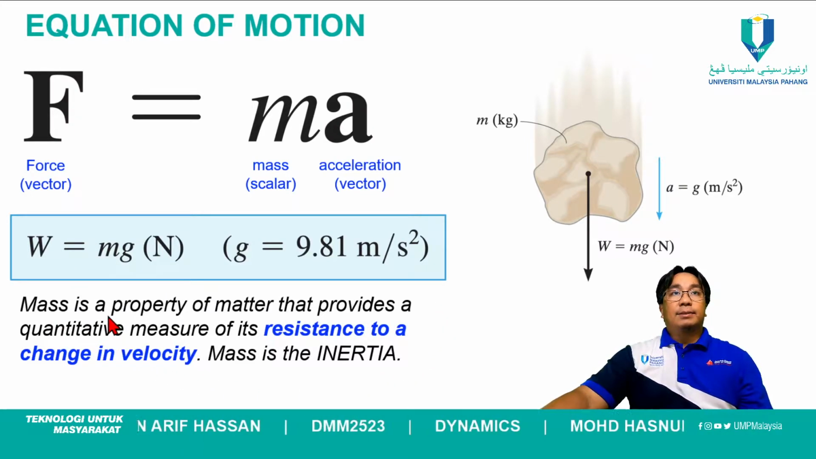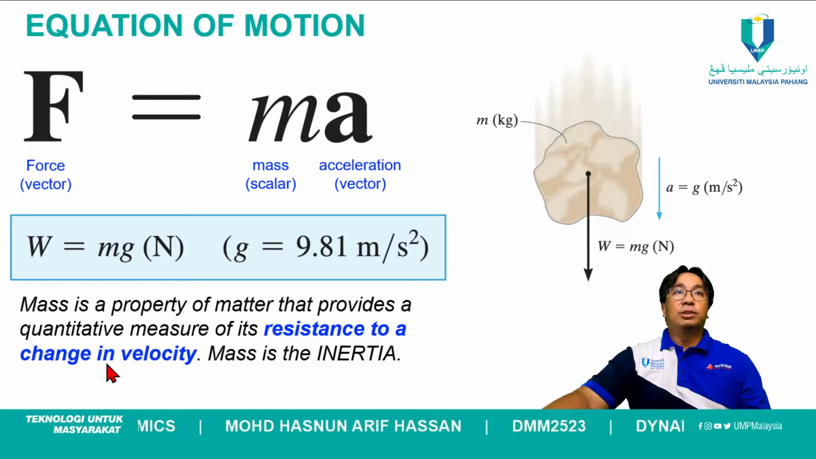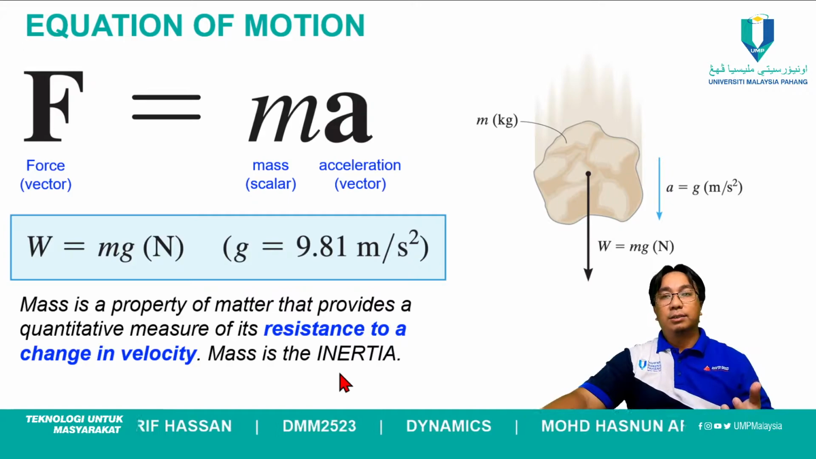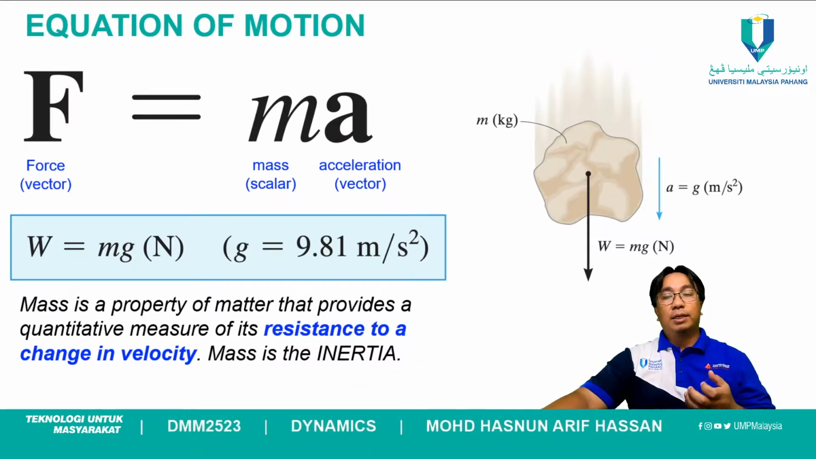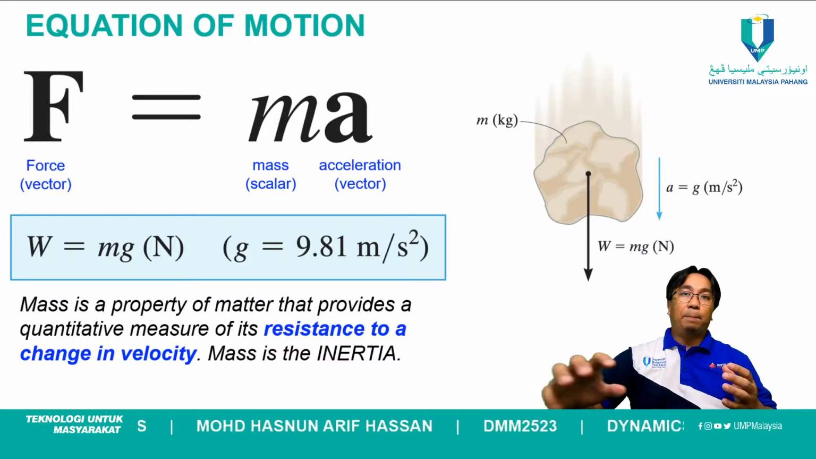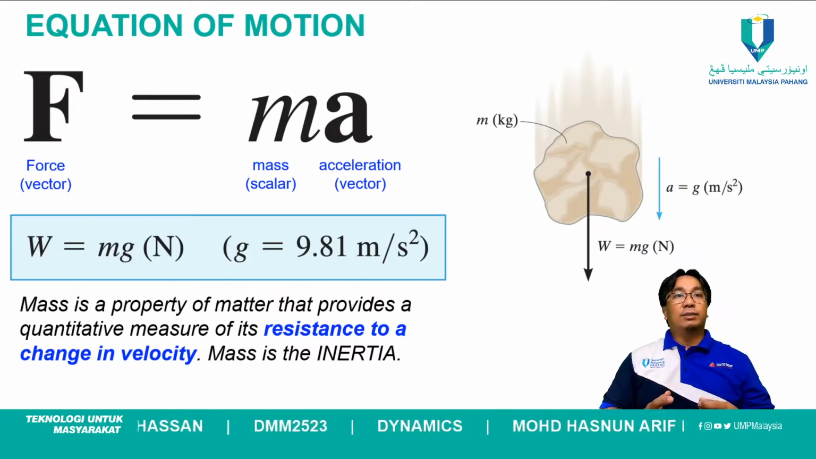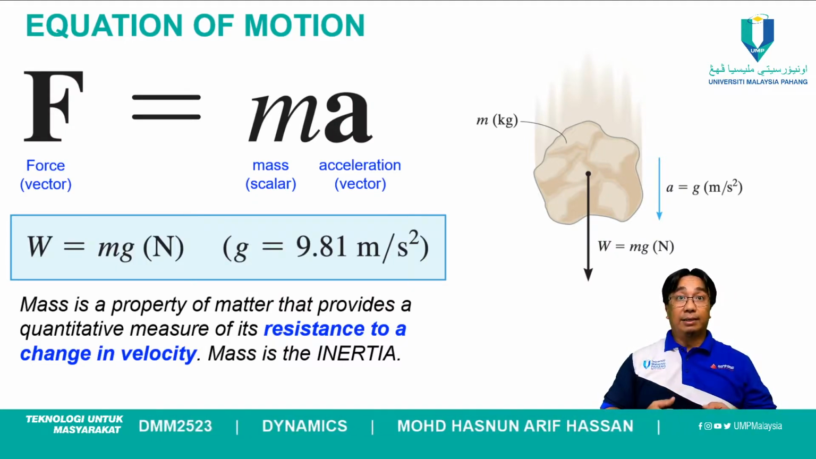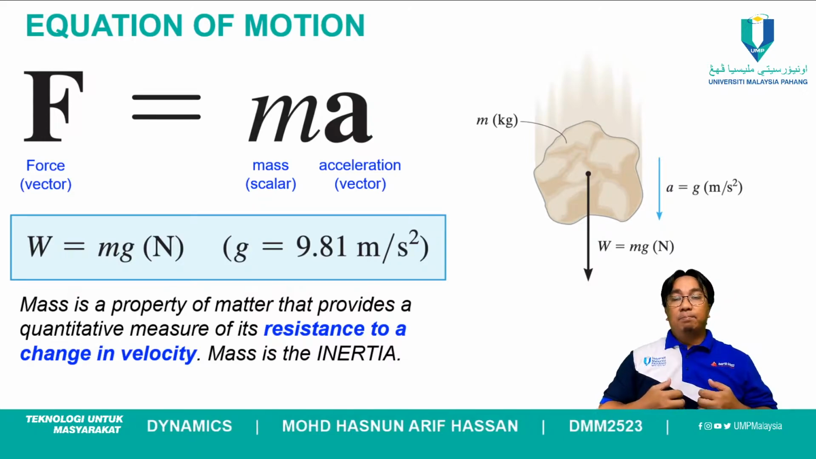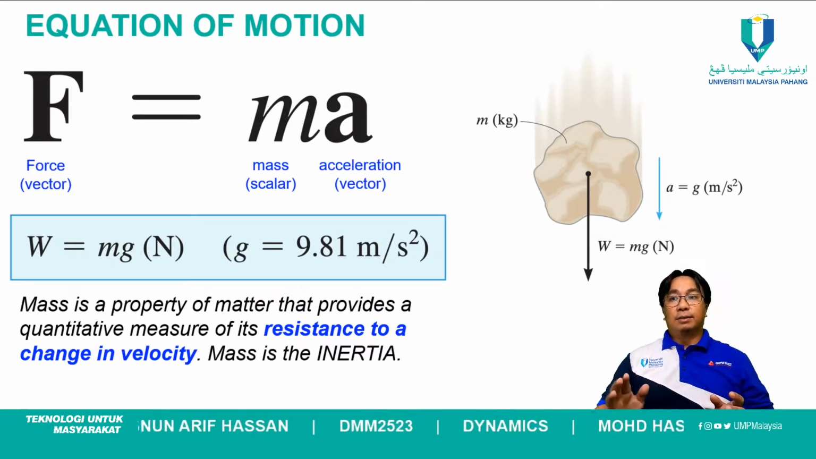So mass is a property of matter that provides a quantitative measure of its resistance to change in velocity. Mass is the inertia. Apa maksud inertia? Inertia ialah something yang menghalang sesuatu benda tu daripada merubah dia punya current state. So let's say for example, I am currently static sitting on a chair. My mass is the one that prevents me from moving, something like that.